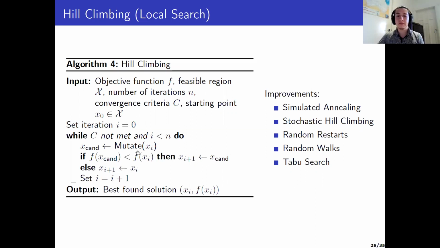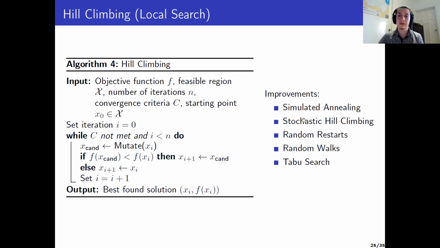However, if the mutate function over here is only testing values that are closer to our current iterate, then this algorithm will lead towards local optimum. So there are several possible improvements that can be made from here in order to improve our chances to reach a global optimum instead of a local one. Simulated annealing is one of those, and I will present it in the next slide.